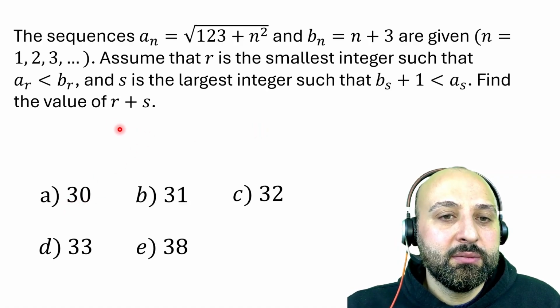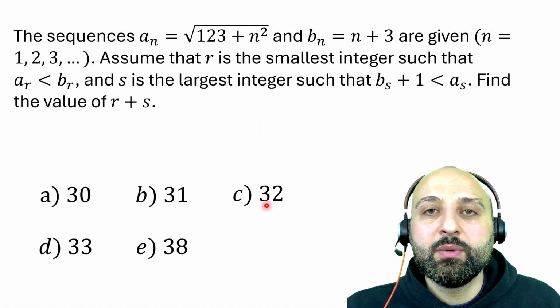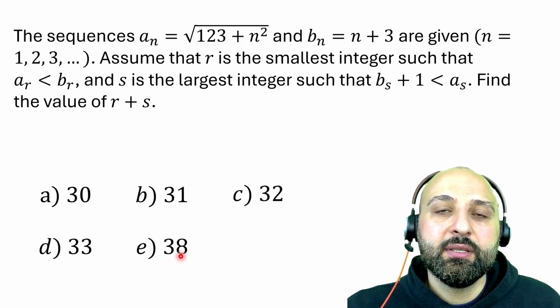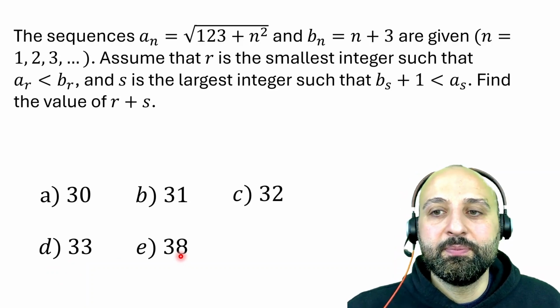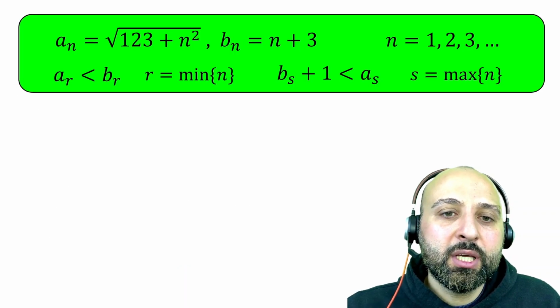The options are R plus S can be equal to 30, 31, 32, 33, or 38. Spend 5 to 10 minutes, try to solve the exercise, and then come back and see the solution. All right, let's look at the solution.